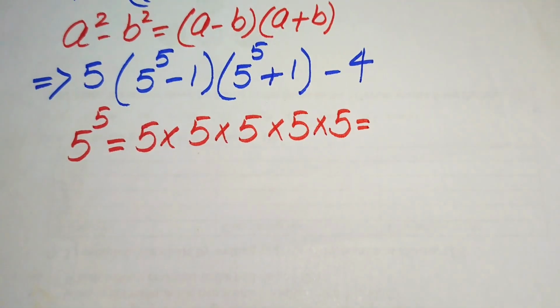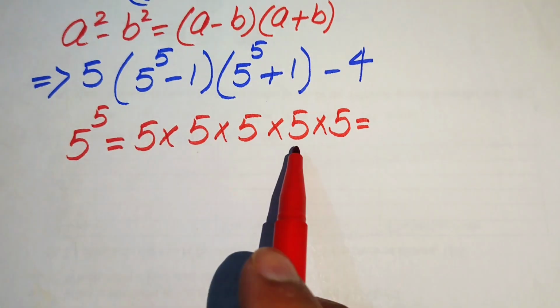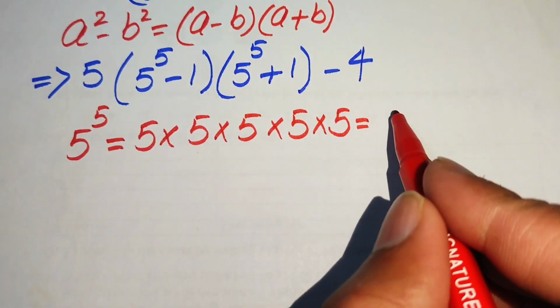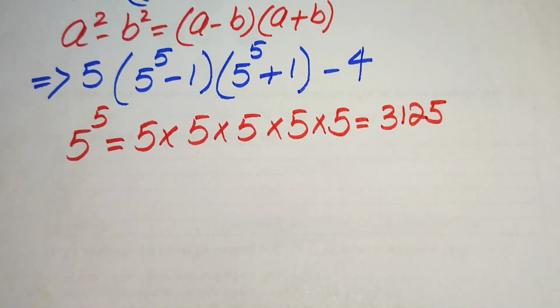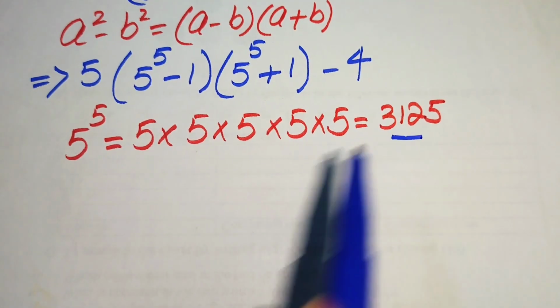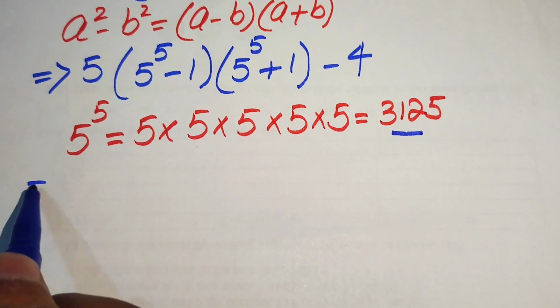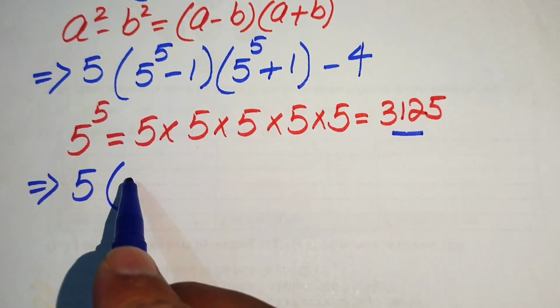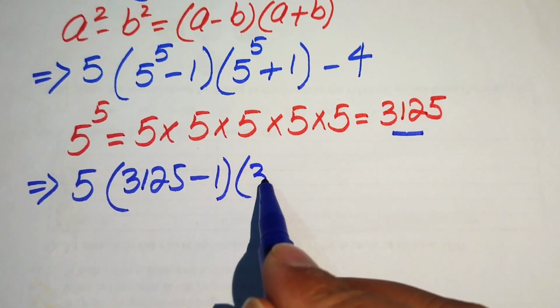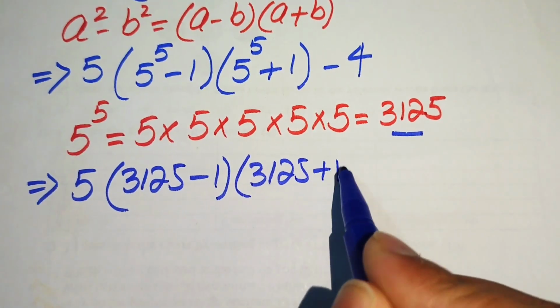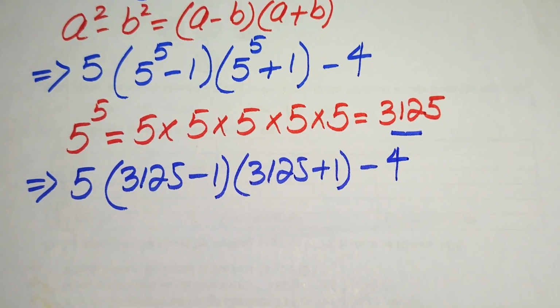When you multiply this 5 times 5 without the calculator, you can easily multiply these numbers the traditional way, so when we multiply 5 five times, you get 3125. It means we replace this 5 to the power of 5 with 3125, so our expression is written as 5 into 3125 minus 1 and 3125 plus 1, and this is our minus 4.